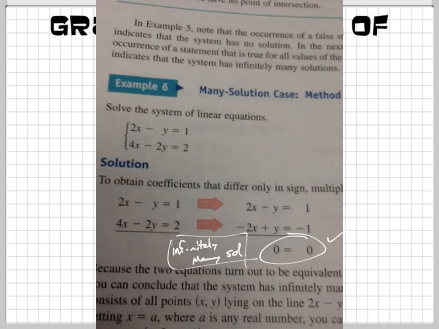So if the variables get eliminated, then you know it's going to be infinitely many, or it's going to be no solution. And you can tell by whether or not the statement is true. All right, that's it.